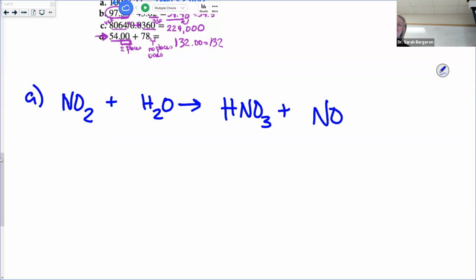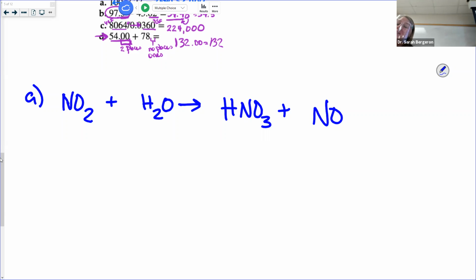Okay. So can I give you a hint? If you see the same element in multiple compounds, balance that one last. So which one do you want to balance last? Oxygen. I want to balance oxygen last. So let's tackle the other ones first. Which one do we want to start with? I like starting with the one that's only in one compound on each side. Doesn't really matter. But hydrogen, how about hydrogen?